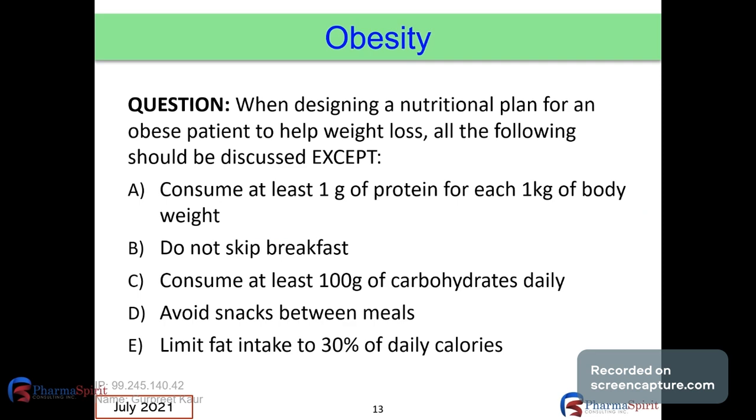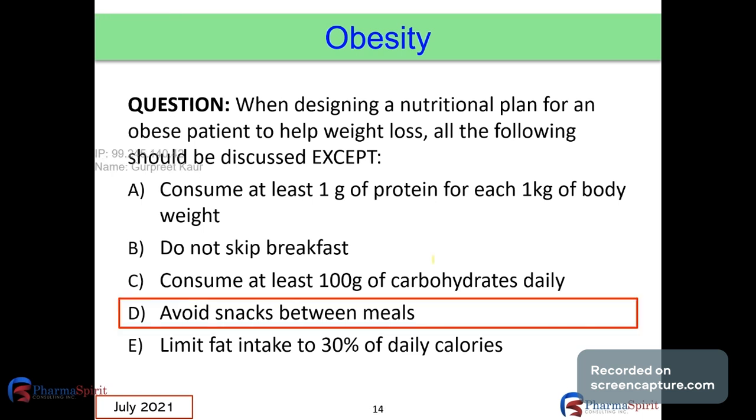So next question is about designing a nutritional plan for obese patients. Well, I totally understand that this is not necessarily something that the pharmacist will do, and you may need to refer the patient to the dietitian. But when we are designing a nutritional plan, all of the following should be discussed, except, and the answer for this question is D. It is important for the patient to eat 3 meals and to have 3 snacks between meals. Skipping meals, especially breakfast, or fasting for prolonged time, reduce metabolic rate and may lead to weight gain.